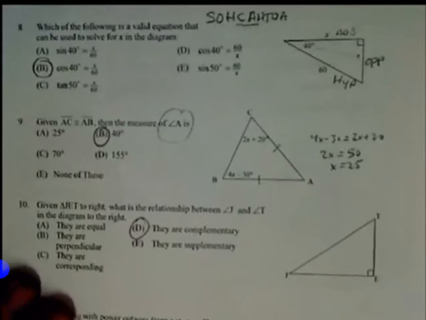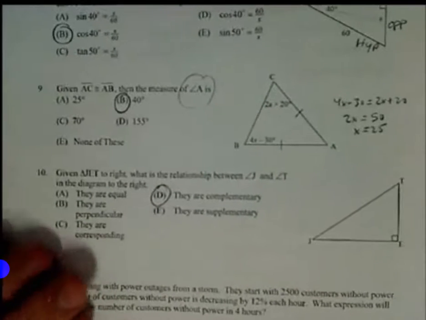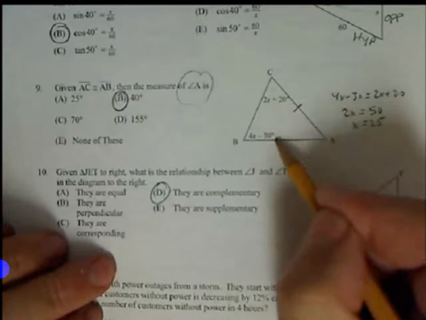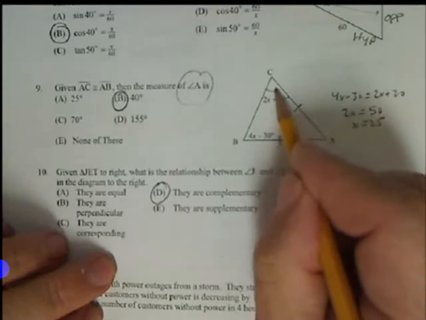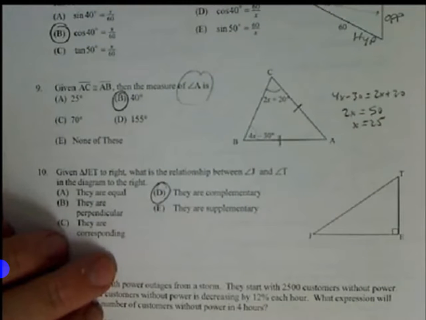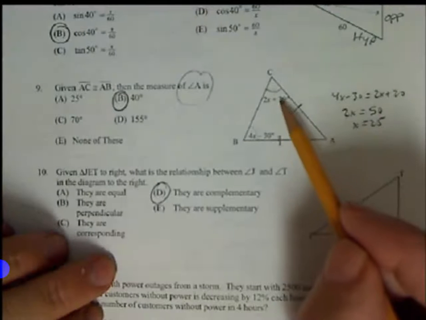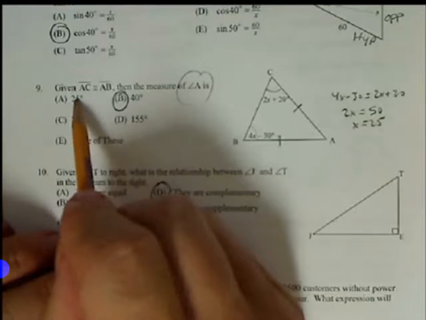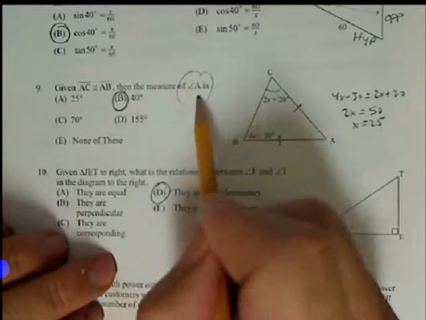On number 9, you want to make sure that you actually answer the question. Okay, so this side equals this side. That tells me this angle is equal to this angle. That's the isosceles triangle theorem. So that tells me 2x plus 20 equals 4x minus 30. When I solve for x, I get x equals 25. But watch out, because that's one of the solutions. They didn't ask for what x was, they asked for angle A.